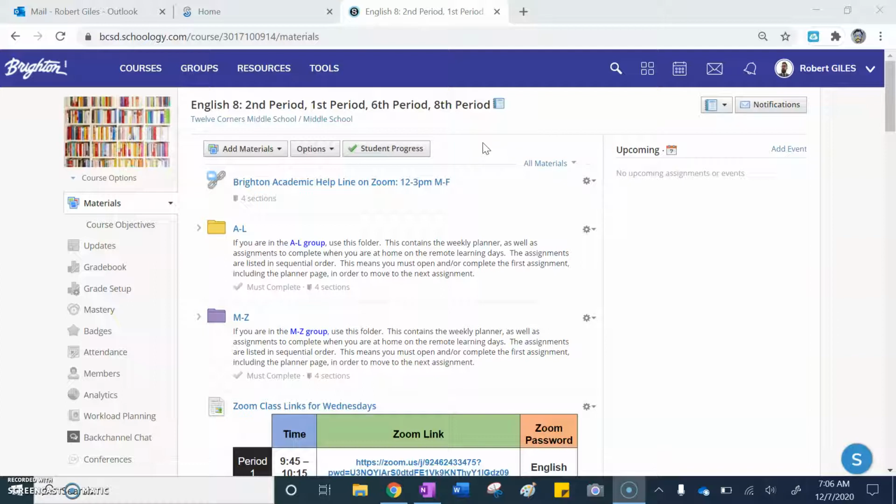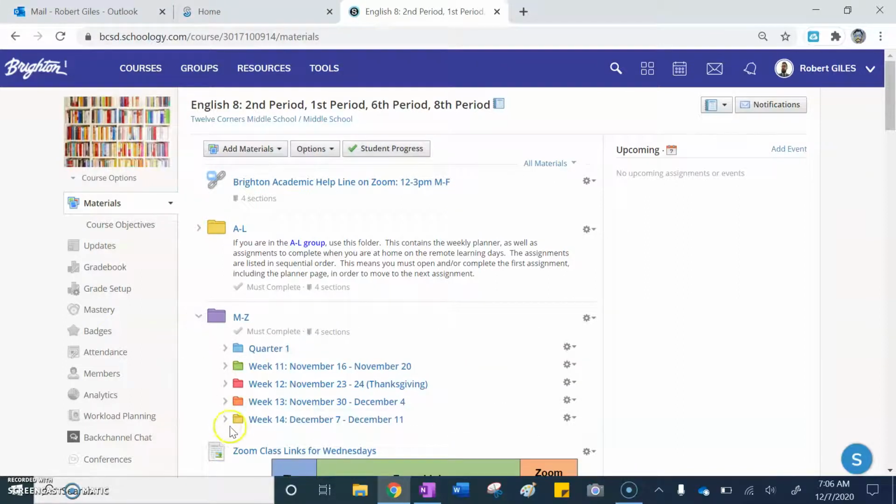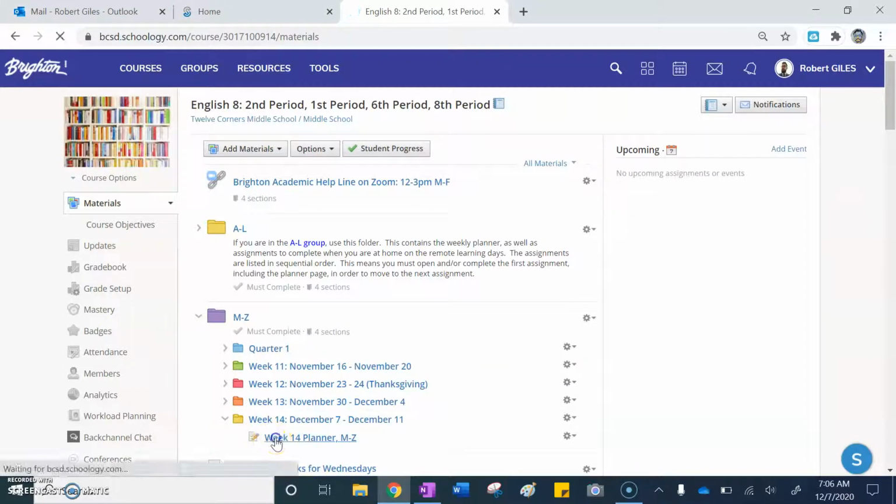I'm going to talk to you quickly about your remote work for Monday and then what you're doing in class on Tuesday, because I'm going to be out of class on Tuesday. You'll have a sub because I have to go with my wife and Benny to some appointments that they have on Tuesday. So, you're in week 14. Here is the planner.